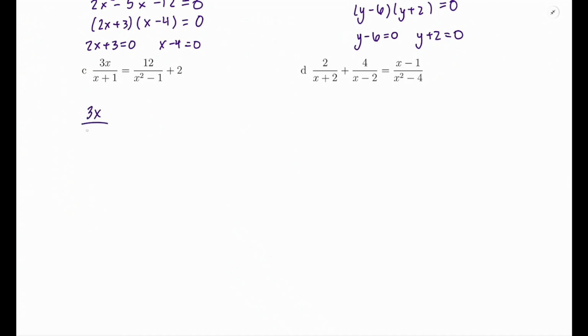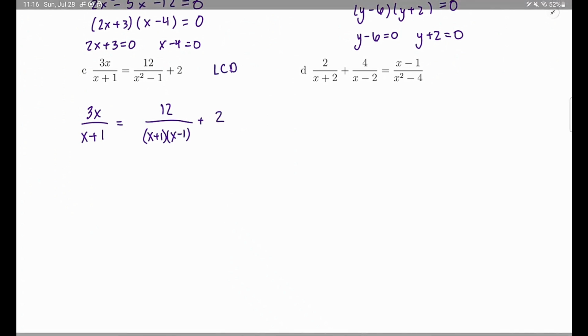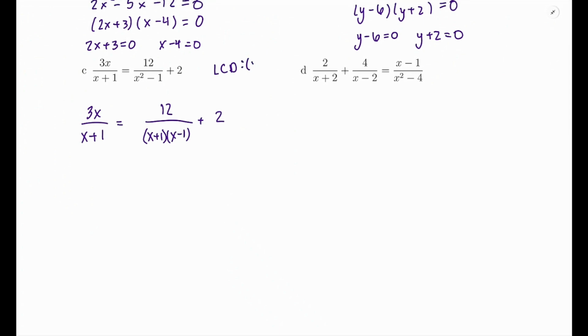3x over x plus 1 equals 12 over x plus 1 times x minus 1 plus 2. So now I can see that my LCD is x plus 1 times x minus 1. So now I'm going to multiply everything by that.